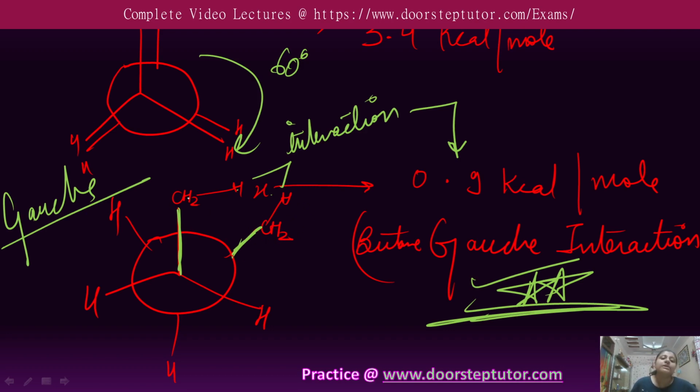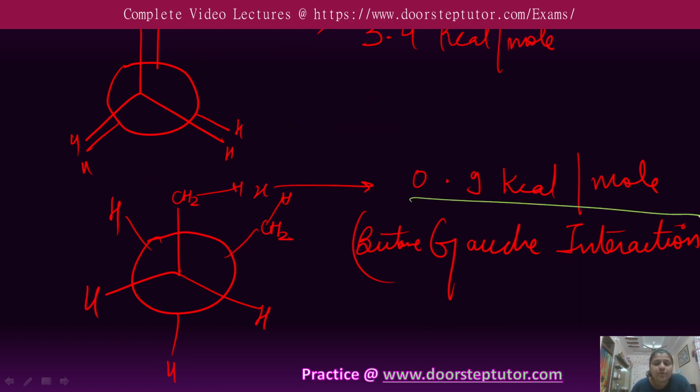So when the two CH3 groups are at a 60 degree dihedral angle, we have a butane gauche interaction that is usually 0.9 kcal per mole. Because of the repulsion between two hydrogens, which are present in very close proximity, the interaction arises, and the value is around 0.9 kcal per mole.